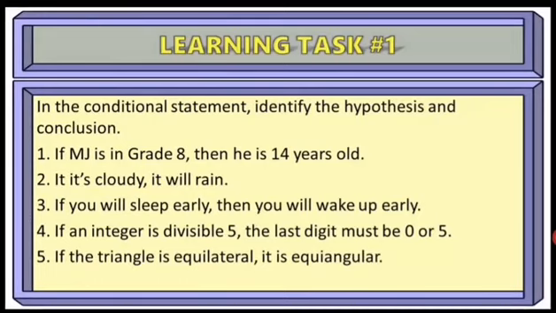Learning task number 1. Try answering this for practice. In the conditional statement, identify the hypothesis and conclusion. Number 1: if MJ is in grade 8, then he is 14 years old. Number 2: if it's cloudy, it will rain. Number 3: if you will sleep early, then you will wake up early. Number 4: if an integer is divisible by 5, the last digit must be 0 or 5. And number 5: if the triangle is equilateral, it is equiangular.